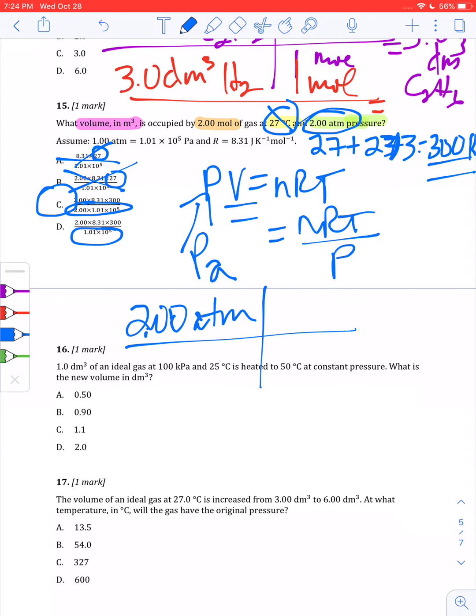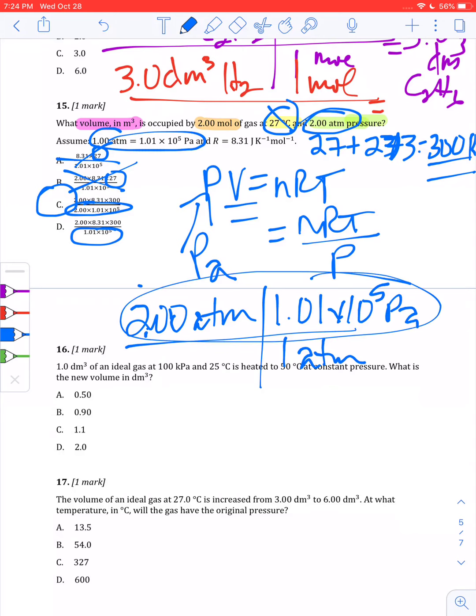The way I would convert it is I would do 2 atmospheres. And then right here in the problem, they tell me 1 atmosphere is this many pascals. So if I set that up to convert, 1 atmosphere is 101 times 10 to the 5th pascals. So you see that they're being multiplied, and so that is what's in the denominator for the pressure, okay? And so that's why it's C.